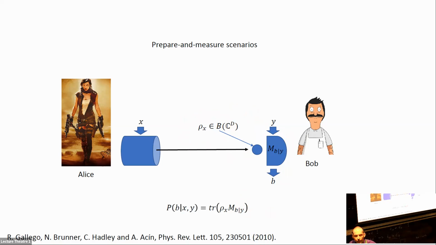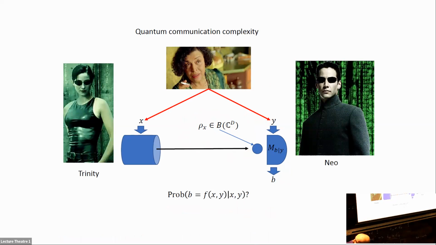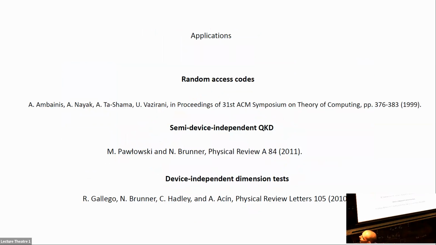Now, it may be that having reached this point, you say, but what is he talking about? Prepare and measure scenario? What is this? If you think like that, probably you're a computer scientist. In which case, I have this other slide for you. We have Trinity and Neo who want to compute a Boolean function, and using some information given by some oracle, then using this transmitted information, they manage to find out some guess on it. And it's pretty much the same. It's different marketing, or branding, but really the same idea.